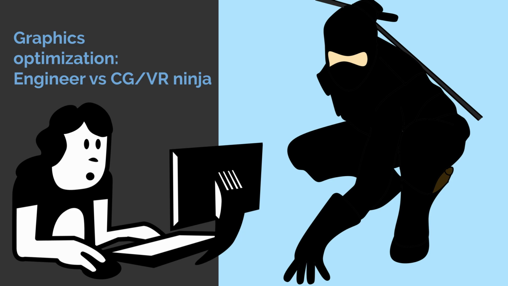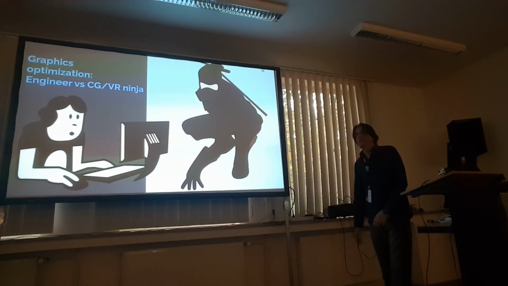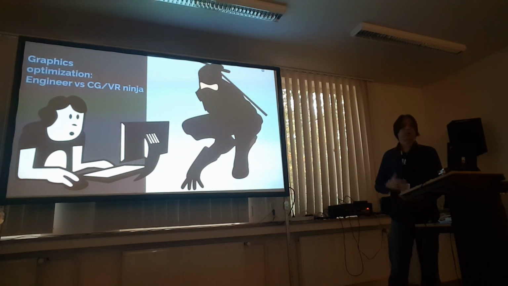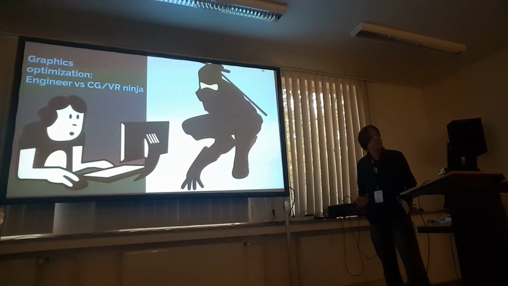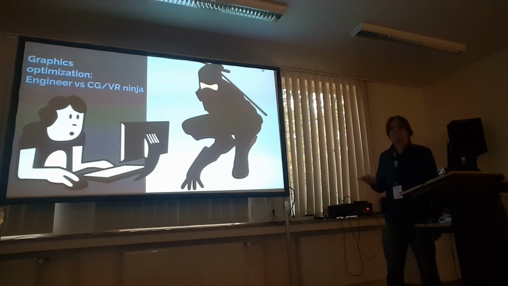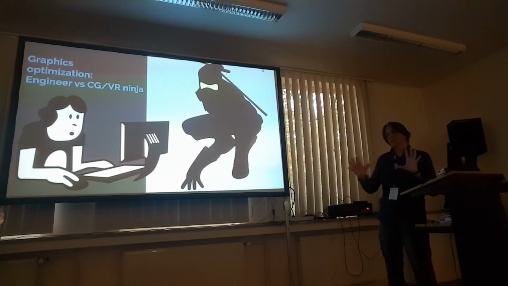It's a job description. If you're a graphics optimization engineer, you do only that. But most of us are probably CG generalists, or I can also call it VR ninja. As a VR ninja or CG generalist, we try to avoid areas that are problematic. We sneak around them, and we attack where it's worth it, right? So basically, if we know there's a troubled area, we just sneak around it.